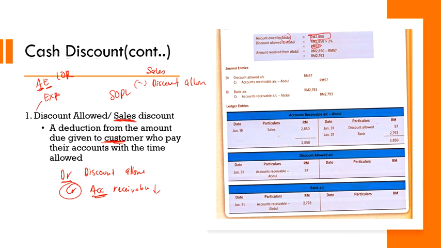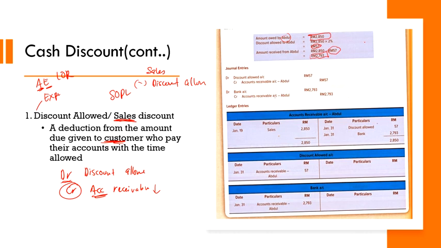Amount received from Abdul is 2850 minus the discount we give. So this is what Abdul pays us, 2793. This is the working. So now how do we put it into the journal entry?